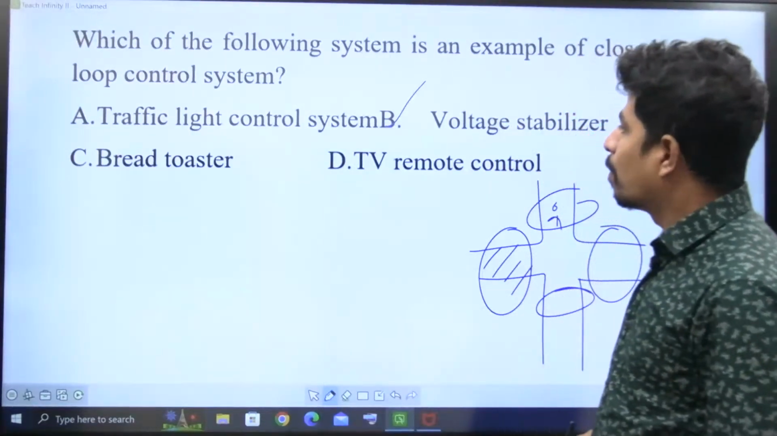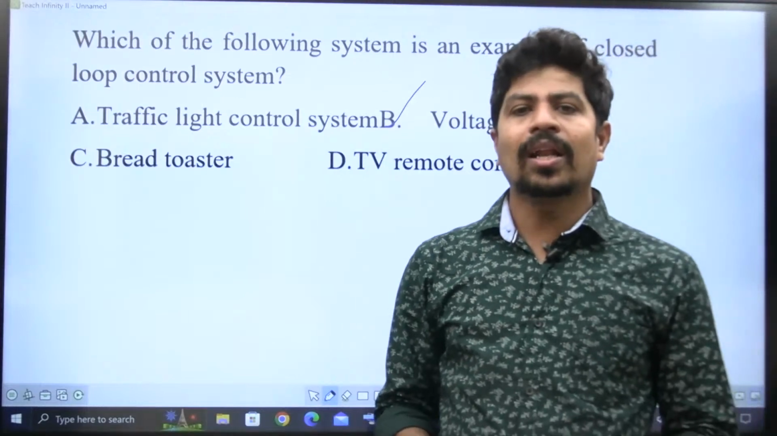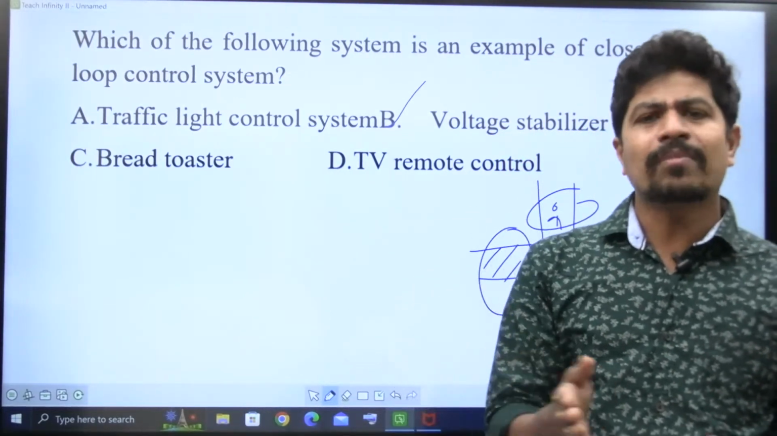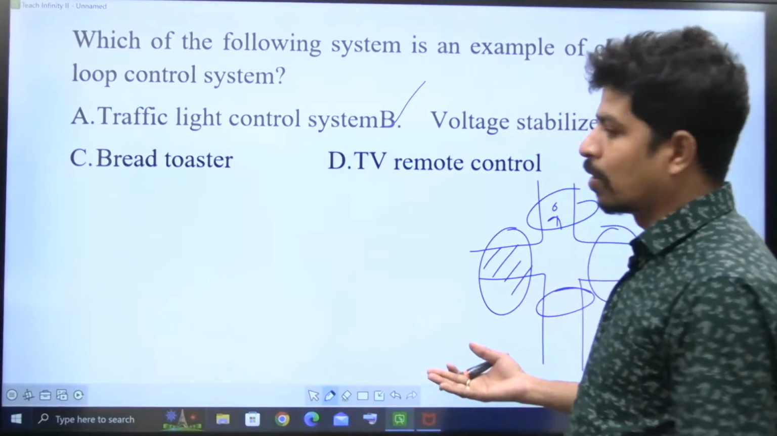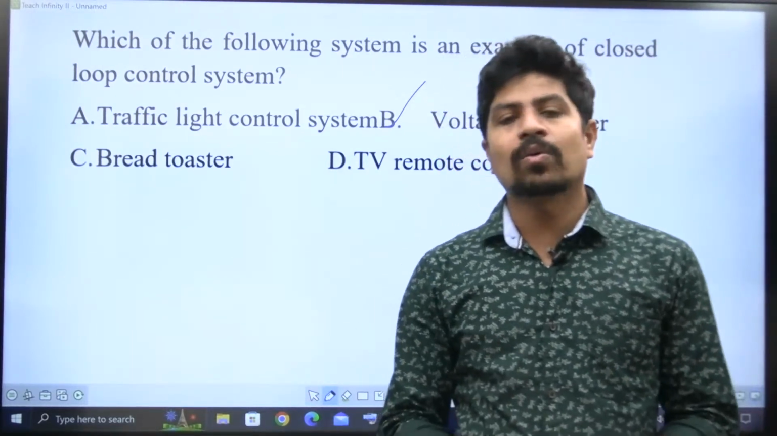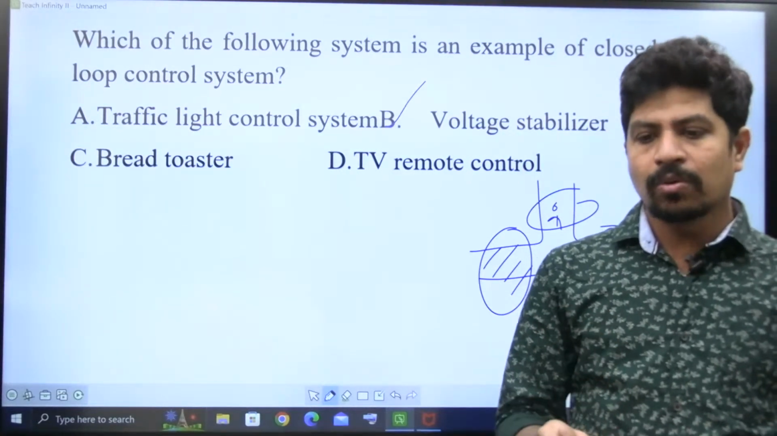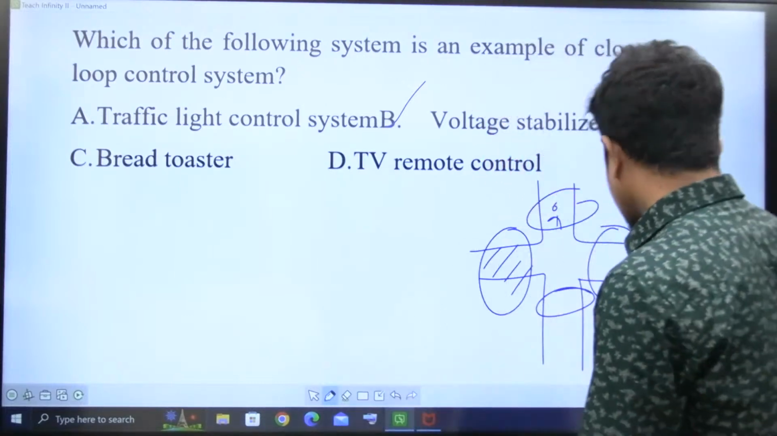Next, bread toaster. You put the bread inside the toaster, you switch it on, and you have to fix some time. After that time, it is automatically going to stop, right? So bread toaster is also not. TV remote control, come on, man. TV remote control is never going to be closed loop. Why? Because whatever input you give, accordingly it is going to produce the output. It is not measuring the output at all, right?